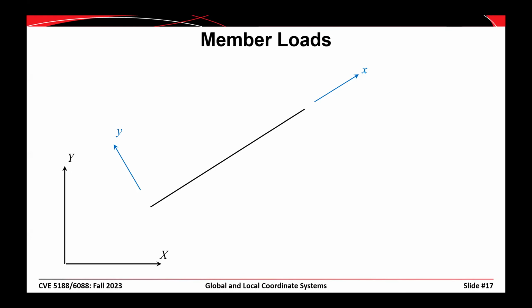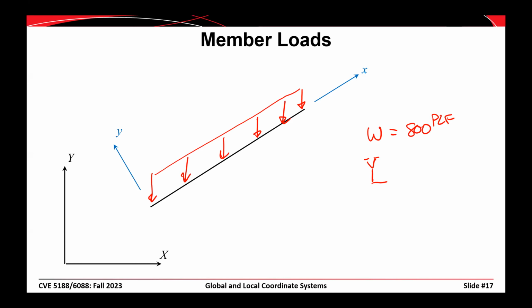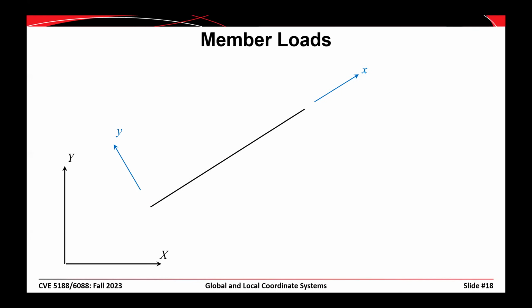All right, now when you go in and look at member loads, you have to be careful about these because you can specify member loads to be either in the global coordinate system or in the local coordinate system. So if we come in with a W, and let's say W is equal to 800 pounds per linear foot, and we want it to be in the global Y direction, so I've got a capital Y there, then what's going to happen is if you specify that load on this member, that load is going to be applied like that.